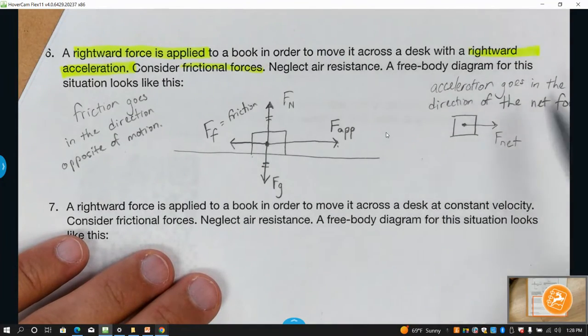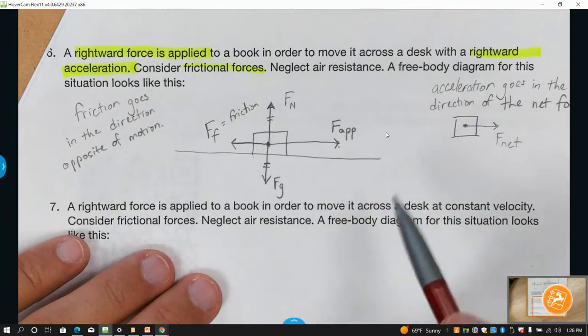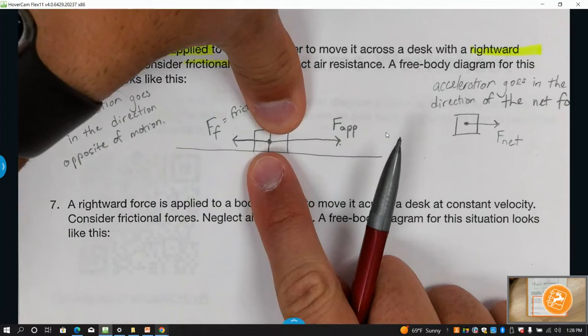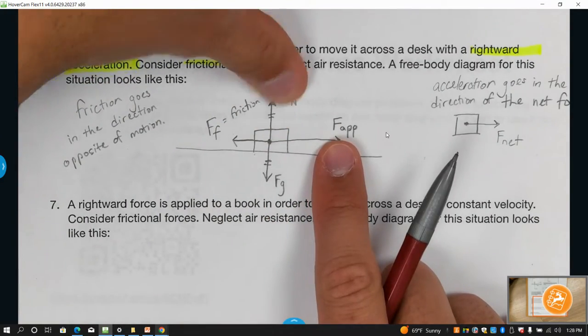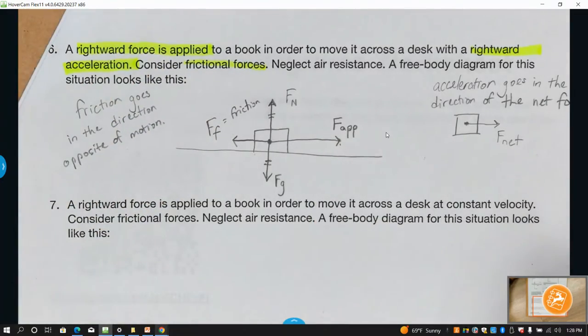Now, up and down, we put the little equal signs here telling us those are balanced. So we're basically pretending like they're not there. And just like we're looking at the size or the magnitude of the vectors, the rightward arrow is larger in size. So that is telling us that it's going to have a larger number.